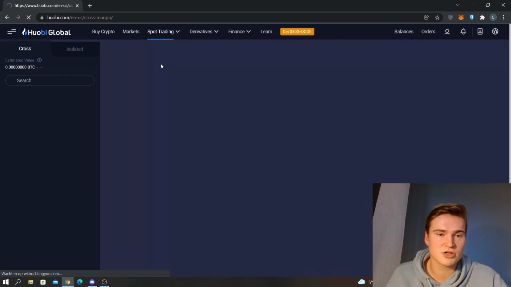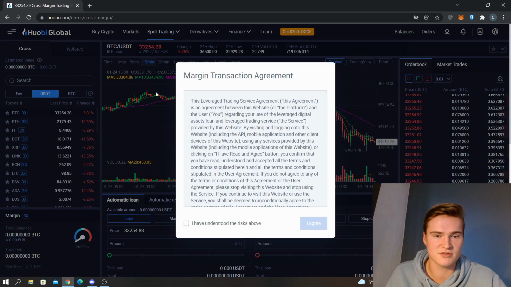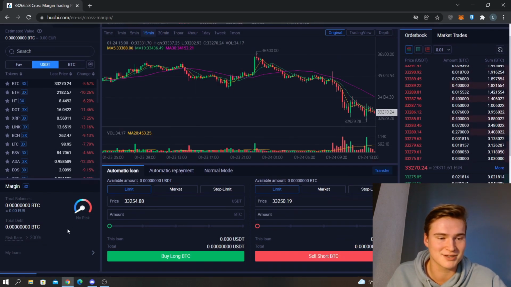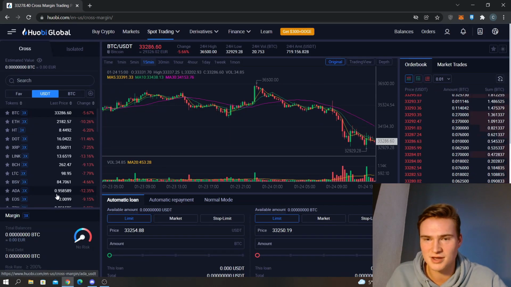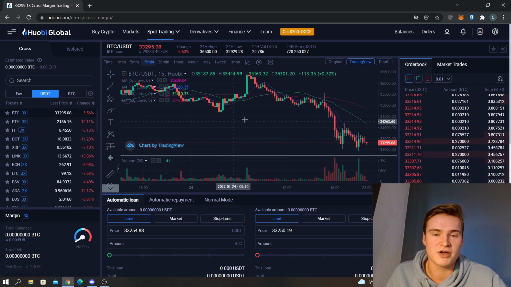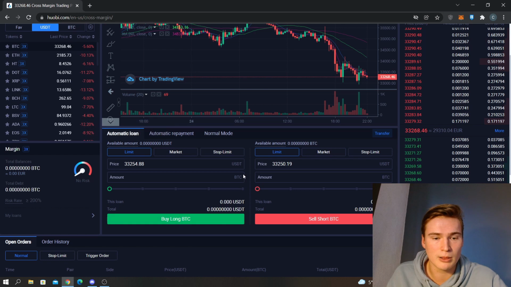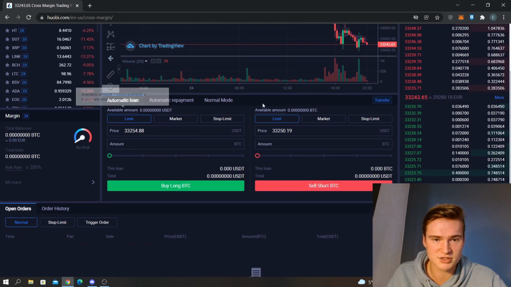So you can also trade with margin, as you can see right here. You have to have some balance, and you have to go through some more steps, just because there's more risk with it, as you obviously may know. Here you can also see that you have the original chart, but you can also get into a little bit more of a TradingView chart, so you can actually add indicators and different time frames. Here you can buy long, as you can see, with the margin, and go short. Different kinds of ways.